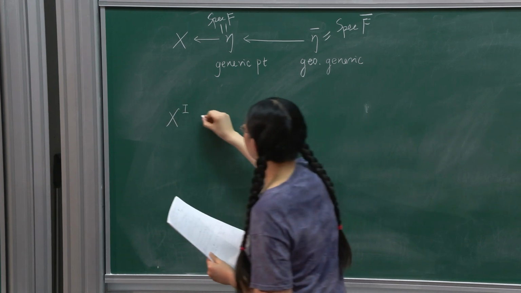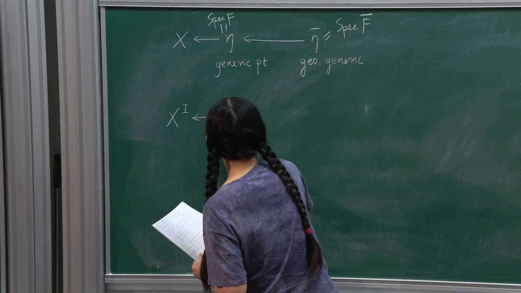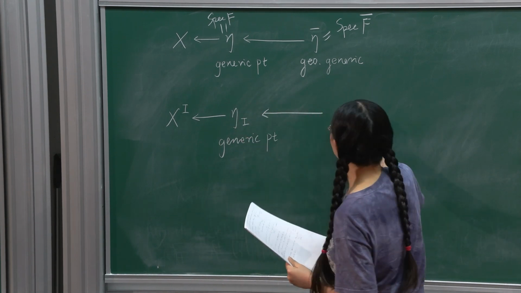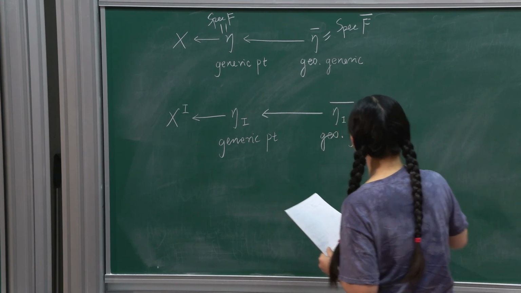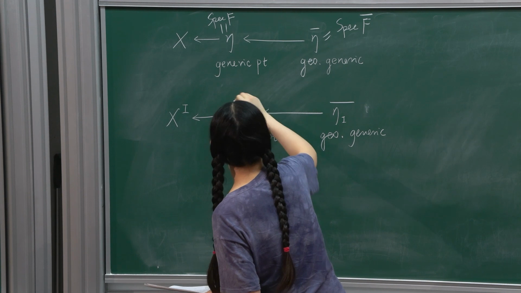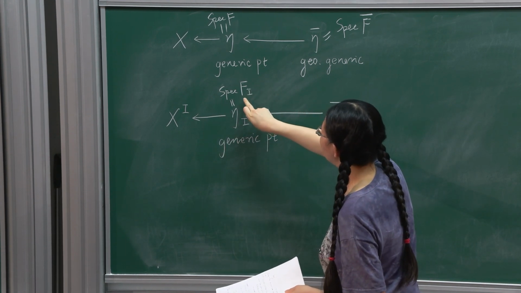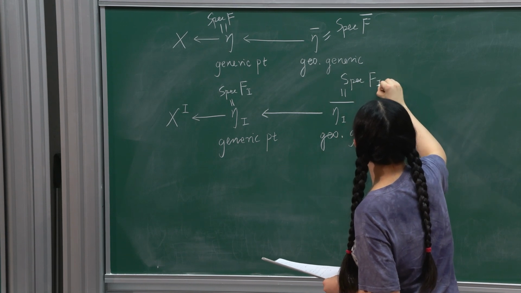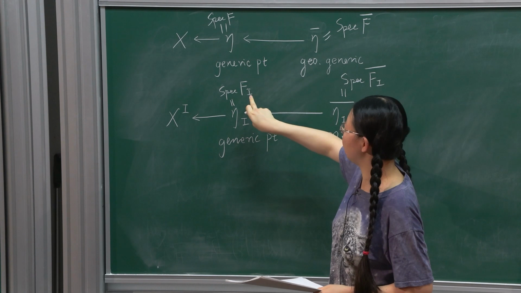For the I-th copy of the curve, we will note its generic point eta_I. So I put I lower. And we fix a geometric point over the generic point. I note this Spec F_I, so F_I is the function field of the I-th copy of the curve. And the remark is that this F_I is not the I-th copy of this F, so that's why I put the I lower.